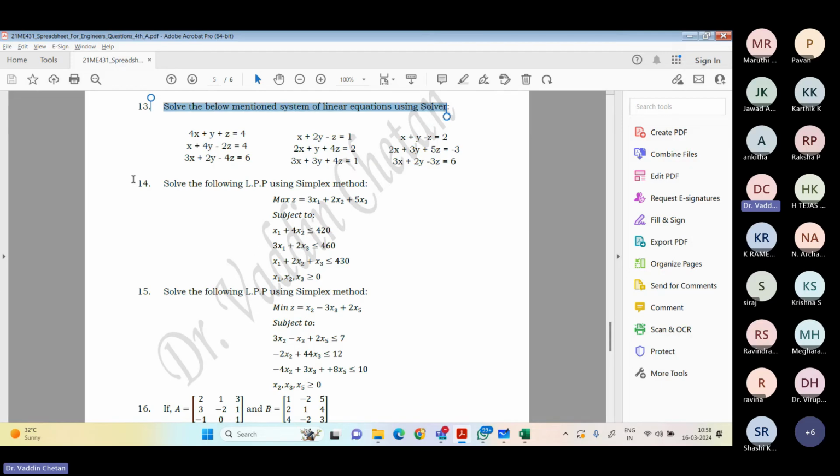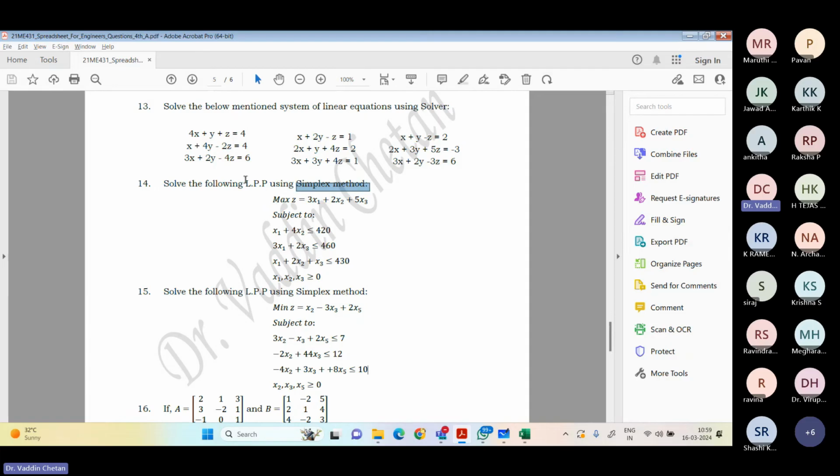And these two problems I have removed from your syllabus, because for this you need an analytical method. In the examination, first you need to do the analytical method. Once the analytical method is done, then only will you be allowed into the computer for execution.